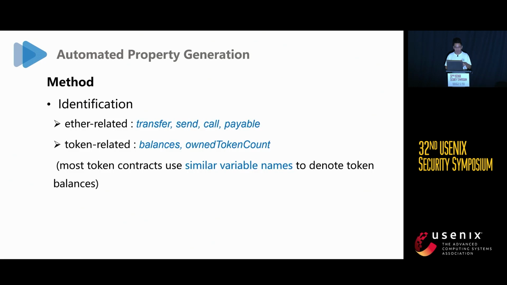The Ether-related contracts can be identified by searching for official keywords, since the transferring of ethers is done by using these keywords like transfer, send, call, payable. Differently, there is no official keyword for the transferring of tokens. So we propose our second observation, according to another statistical analysis. Most token contracts use similar variable names to denote token balances. We find two common names, balances and token count. Therefore, we consider a contract to be a token contract if it defines variables or mapping type with names similar to these two variable names. By the way, the identification of indirect related contracts can be done easily after the former two kinds of contracts are identified.